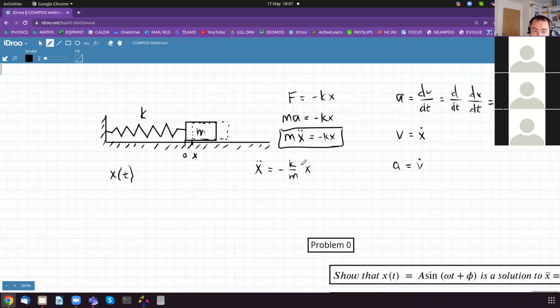Now, k over m is a positive constant. So for convenience, and nothing else yet, we replace it. X double dot is equal to minus omega squared x, where omega is a constant, and omega squared is obviously a positive constant because a squared number cannot be negative. Okay, so we have this equation.